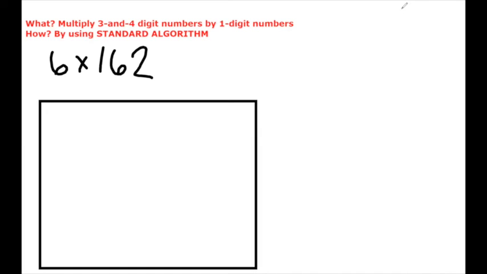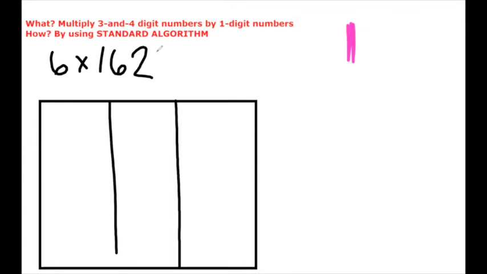3 and 4 digit numbers by 1 digit numbers, but today we're going to relate it to standard algorithm. Standard algorithm is just a step-by-step process to do something. So in multiplication, it's the vertical, the up and down version of multiplication. So I want to start by relating it to place value. To do that, we have to put our place value chart, and we have 6 times 162. So we have ones, tens, and hundreds.